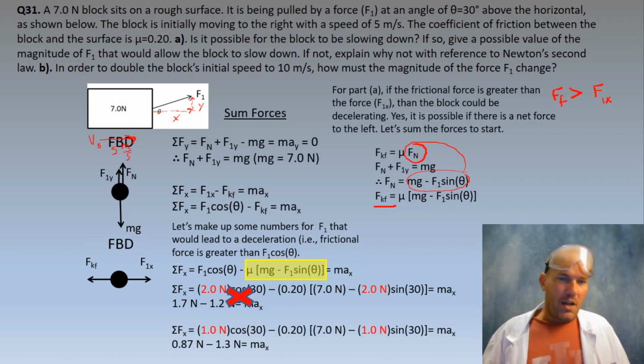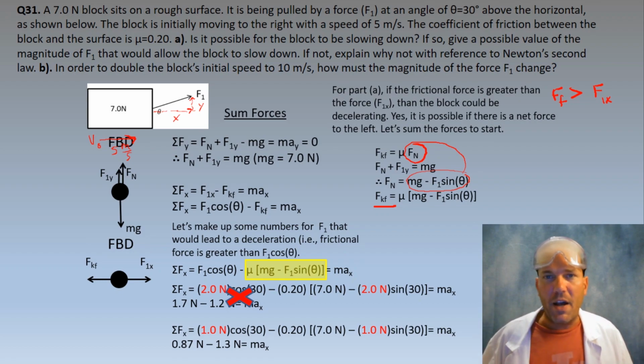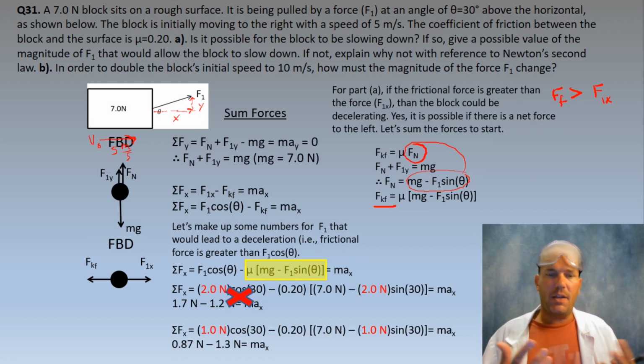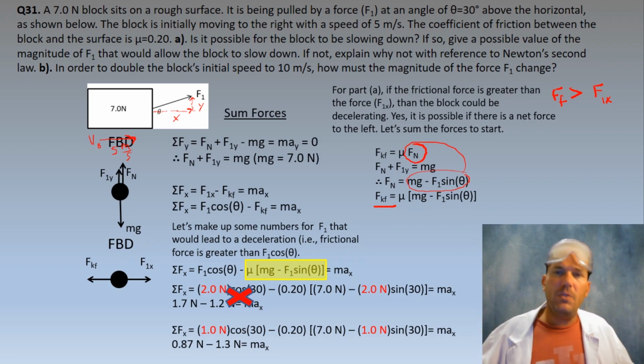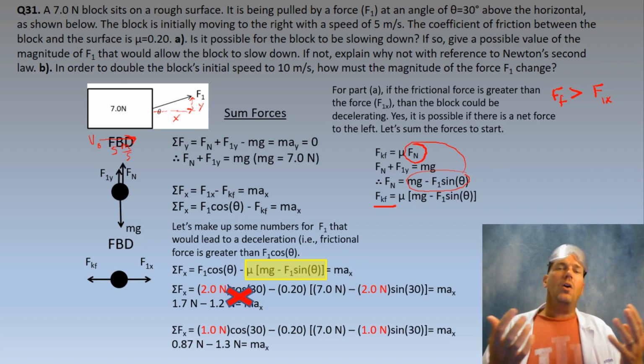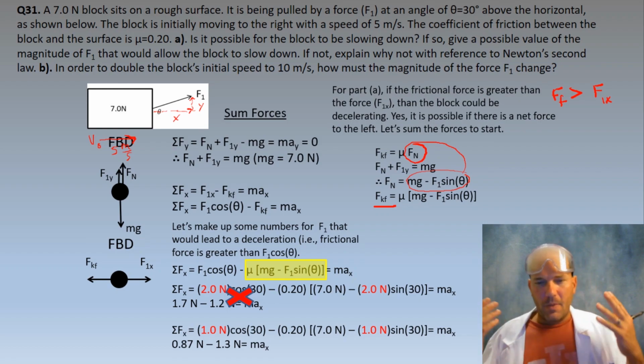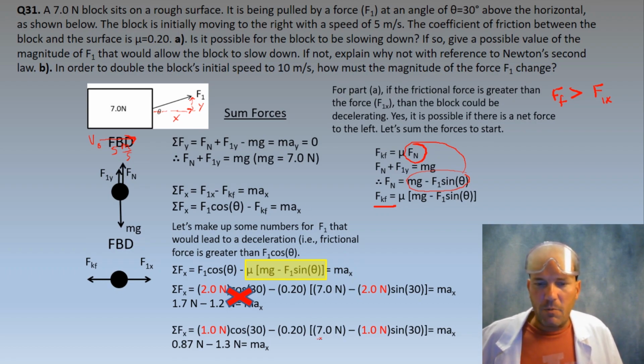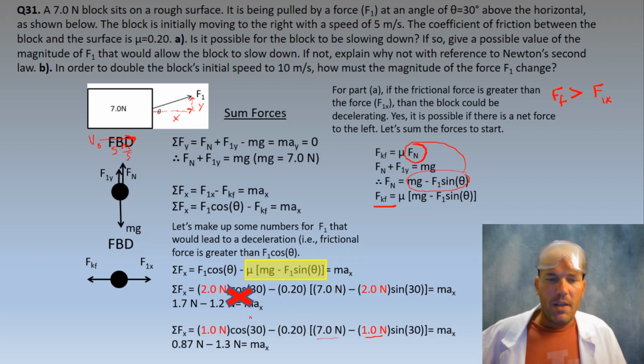Let's now call F1 equal to 1 newton and plug in that value. So we've gone from 2, and now we're decreasing it all the way to 1. We're plugging in our values, and we have mu and 7 newtons, which we're told in the problem. We made this number up, and we're going to go ahead and solve for this piece here.